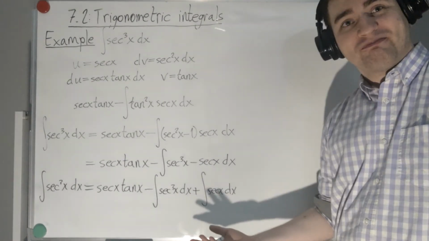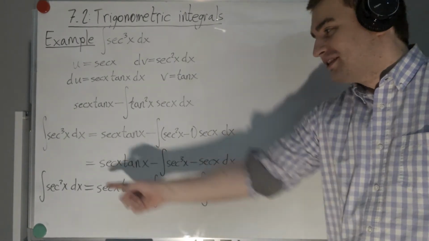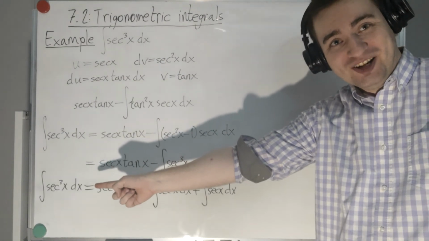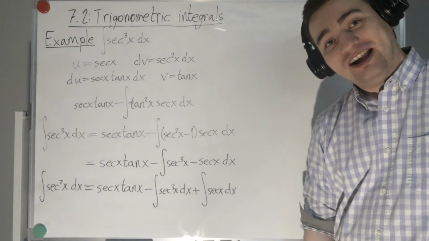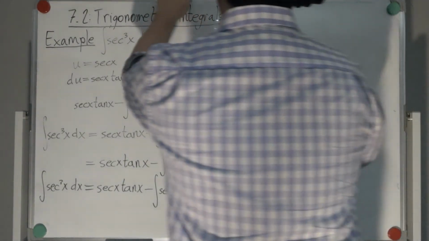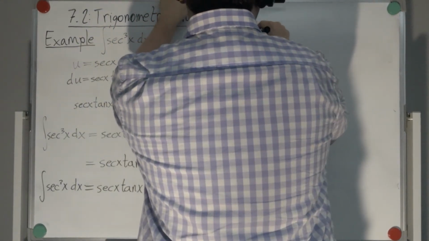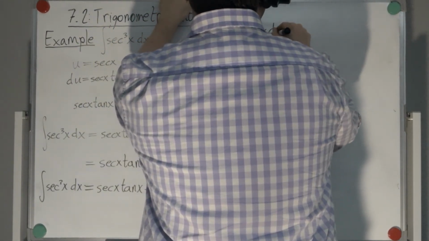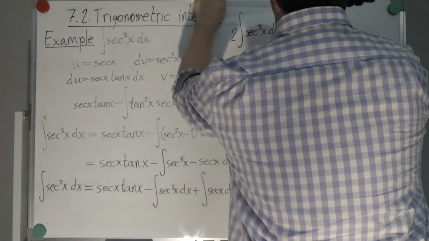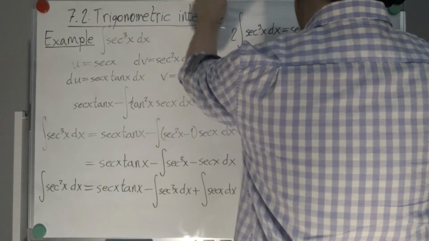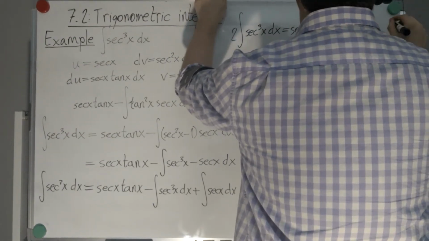Do you notice something here? Do you notice that this is just the negative of that? So that means you can just add this to both sides and get twice that on the left, which means that we can write this as 2 times the integral of secant cubed x dx equals secant x tangent x plus the integral of secant x dx.